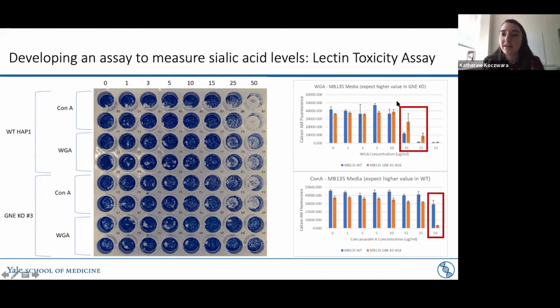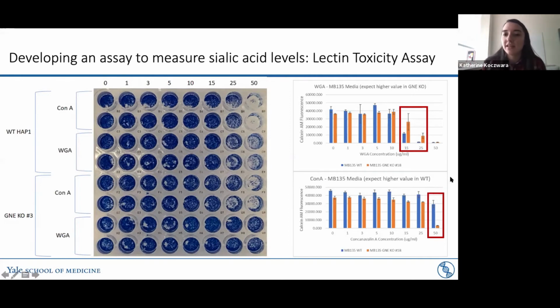What I want you to focus on is that at these high concentrations, we start to see a difference between the wild type healthy cell line in blue versus the knockout cell line in orange. In this case, when treating with high concentrations of wheat germ agglutinin, which binds to sialic acid, it's much more toxic to the healthy cell lines because they have a lot of sialic acid, which is what we're expecting. Whereas if we treat with concanavalin A, which binds to mannose, it's much more toxic to the GNE knockout cell line because it doesn't have sialic acid, so more mannose is exposed.